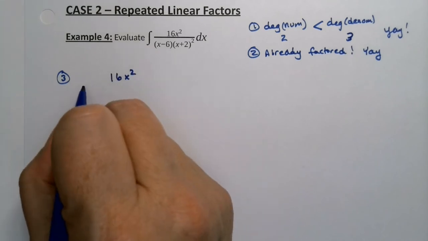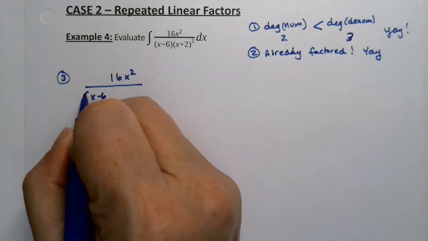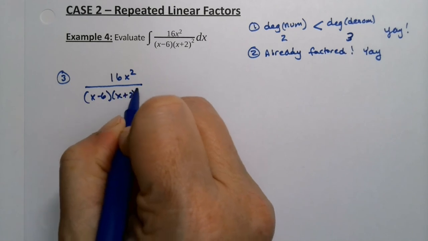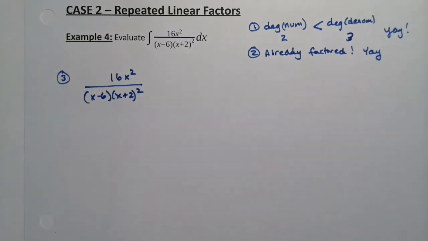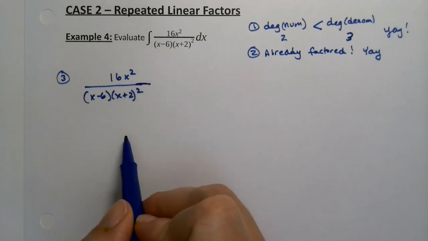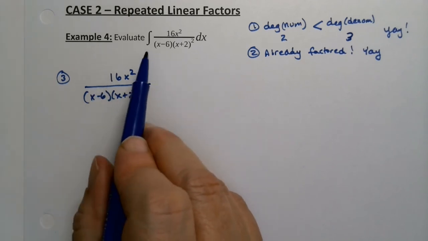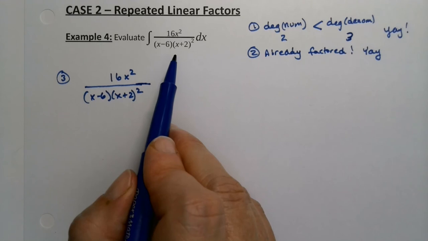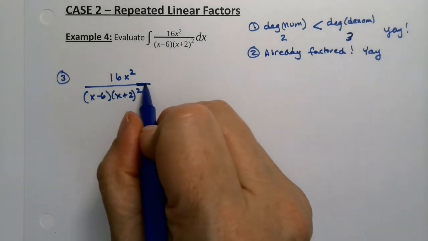All right, so 16x squared over x minus 6, x plus 2 squared. And again, I'm not going to bother with the integral. I forgot that in the last problem, but we don't need it right now. We'll bring the integral back when we get to step 6. So for right now, we're just trying to figure out how to deal with that integrand in there. All right, so 16x squared equals.